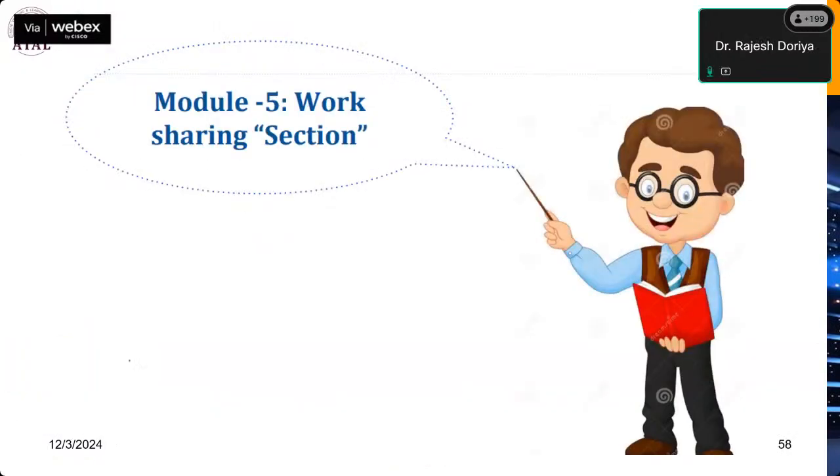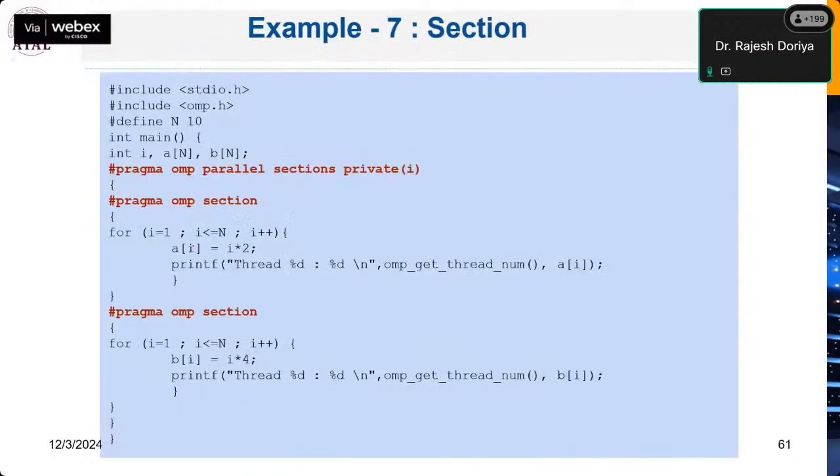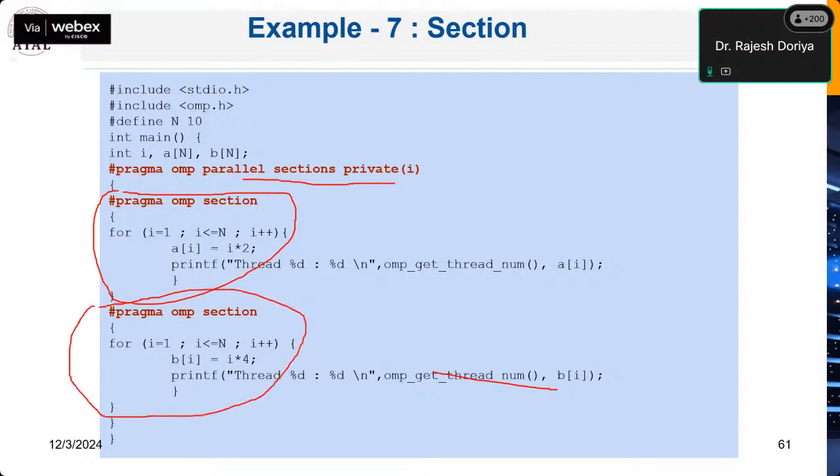So now the work sharing sections. We can make parallel sections as well. First you need to specify the section clause, and then this will allow you to create the parallel sections. In this program we have created 2 parallel sections. That means these 2 parallel sections can be executed by 2 different threads.